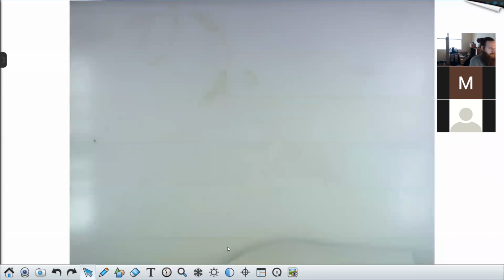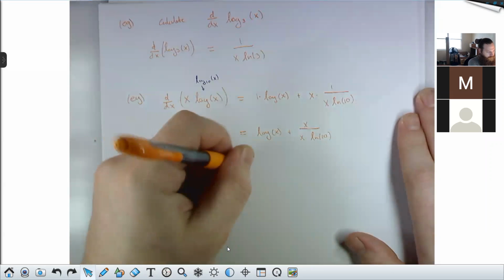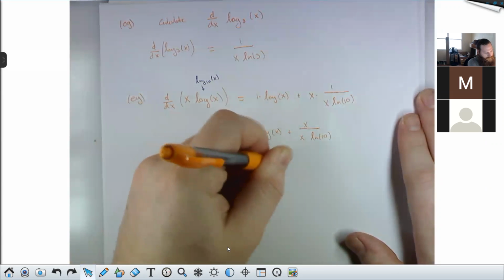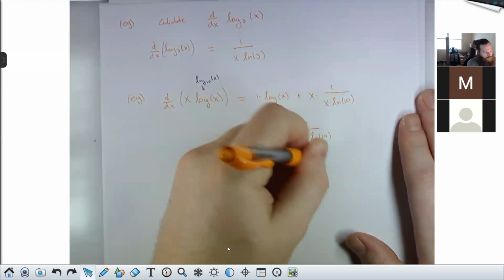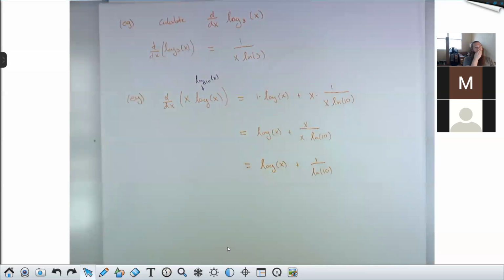Let's do it like this. And then here, this x over x, they'll cancel, and we get log x plus 1 over the natural log of 10. So that's all we were doing on that first page. Just cooking up this new differentiation formula that lets us expand or generalize a little bit the types of log functions we can differentiate. Does that feel a little more comfy?